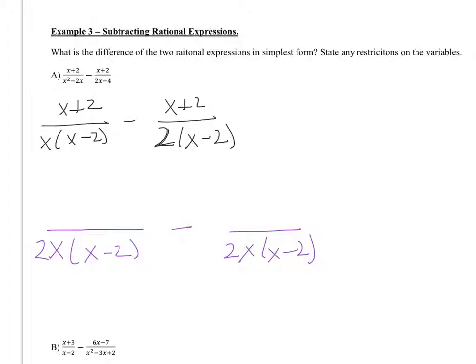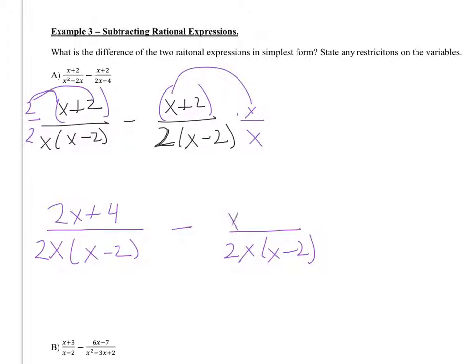So when I'm looking at this first one, I don't have a 2, so I need a 2 on both top and bottom here. So I have to multiply this whole thing on top by 2. So this becomes 2x plus 4. On bottom, I do not have an x, so I'm going to have to multiply both top and bottom by x. So this becomes x squared minus 2x.